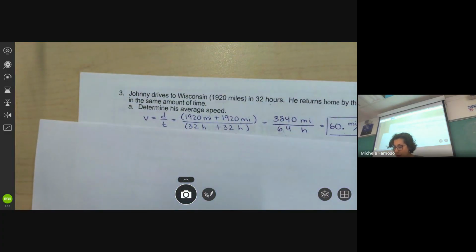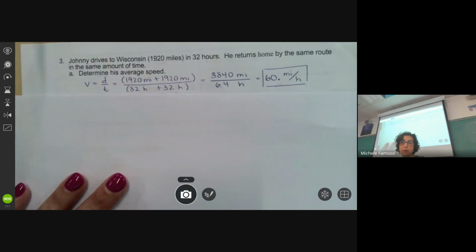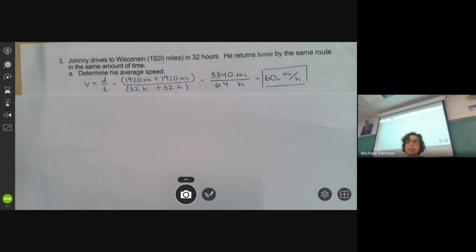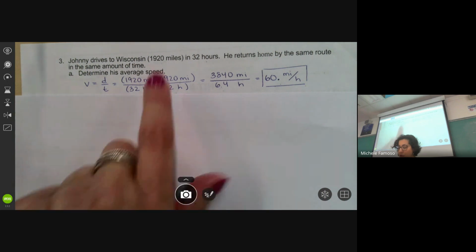All righty, let's go to the last page, some GUESS method stuff. Number 3, I want you to find the average speed in part A. So we use speed is distance divided by time. Distance is not a vector, so I don't care in what direction.